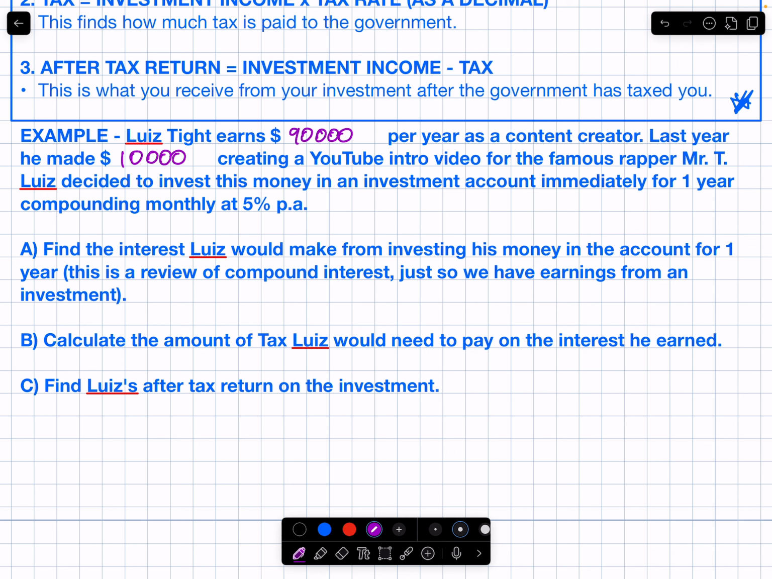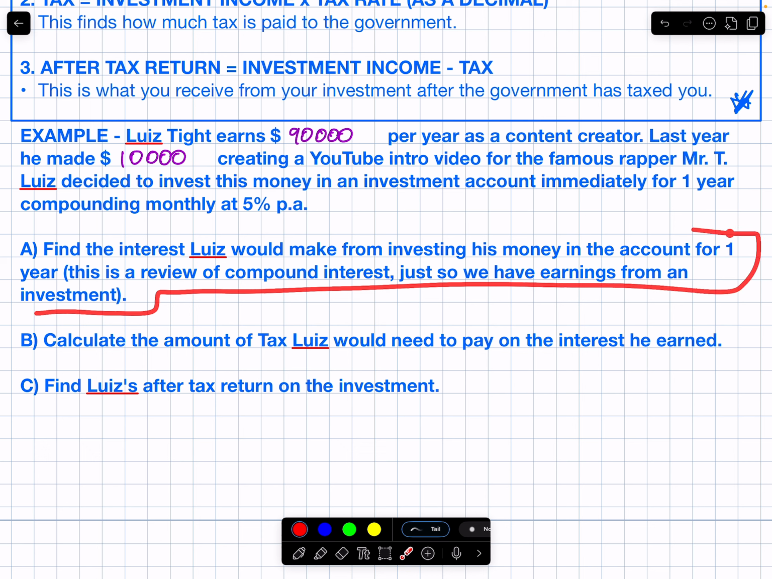So part A of this question is not tax at all, okay? Part A of this question is a callback to compound interest because we need to earn interest to get taxed, okay?